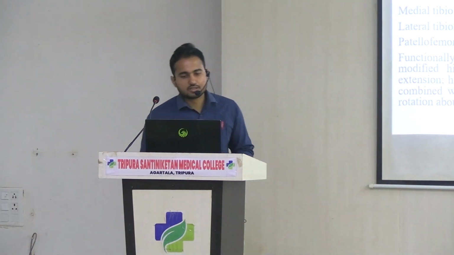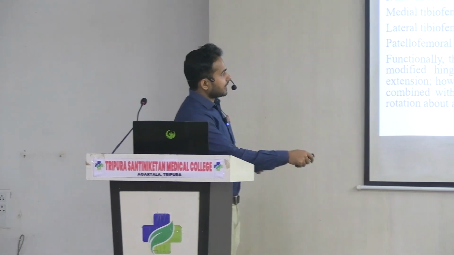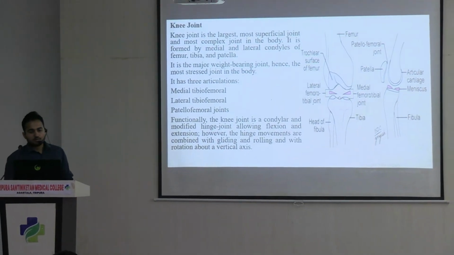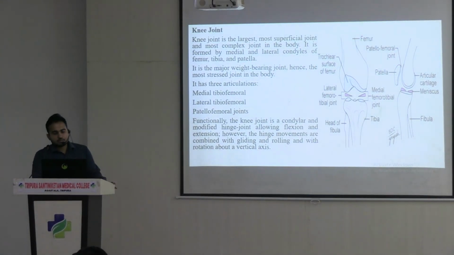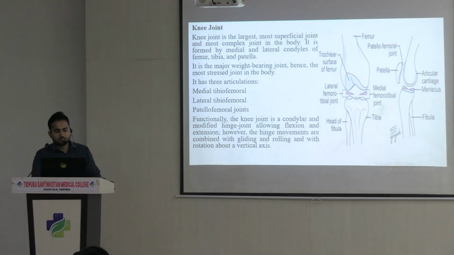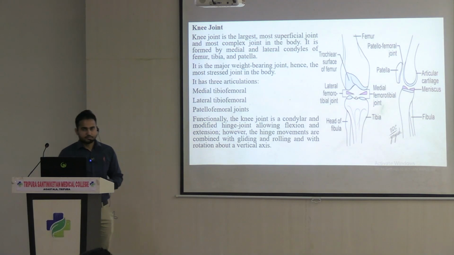Okay. So first, if we see the introduction of the knee joint, as you can see the diagram showing the knee joint, two diagrams are there. Now, the knee joint is the most superficial joint of our body. Along with that, it is the most complex joint of our body. And in terms of surface area, it is the largest joint of our body. So these are some peculiarities in case of knee joint.